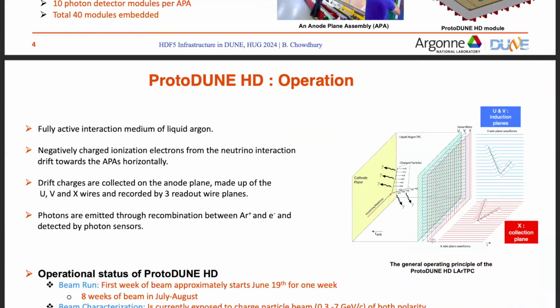And this is a quick overview of the operating principles. If this is the detector, which is filled with liquid argon, the neutrino beam interacts with the liquid argon, producing ionization electrons. The electrons move horizontally, get captured by these 3 planes right here, and then the signal gets read out by our data acquisition system. We call it DAQ. So this detector is currently taking beam data sitting at CERN.